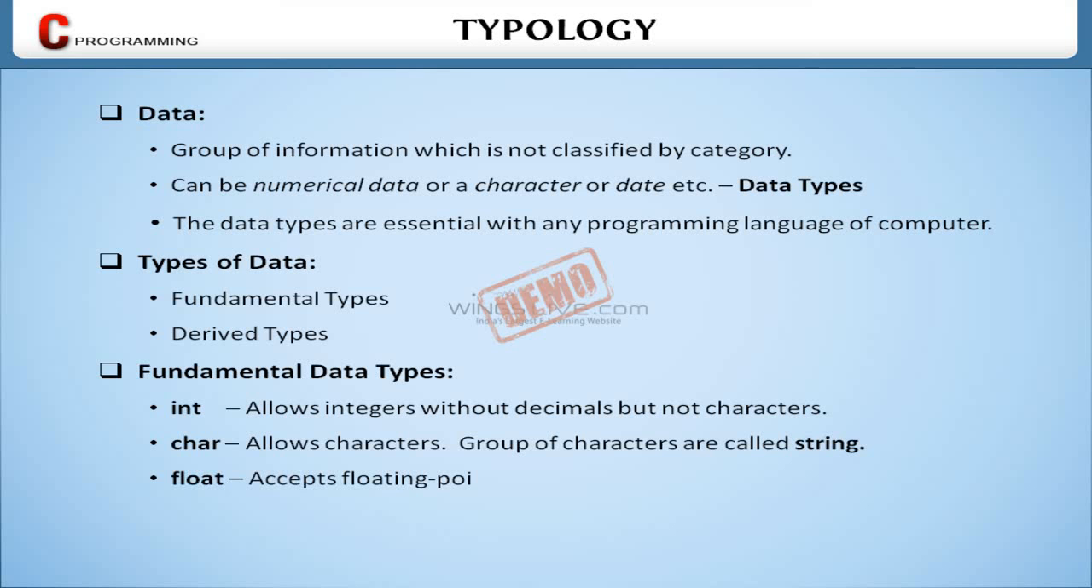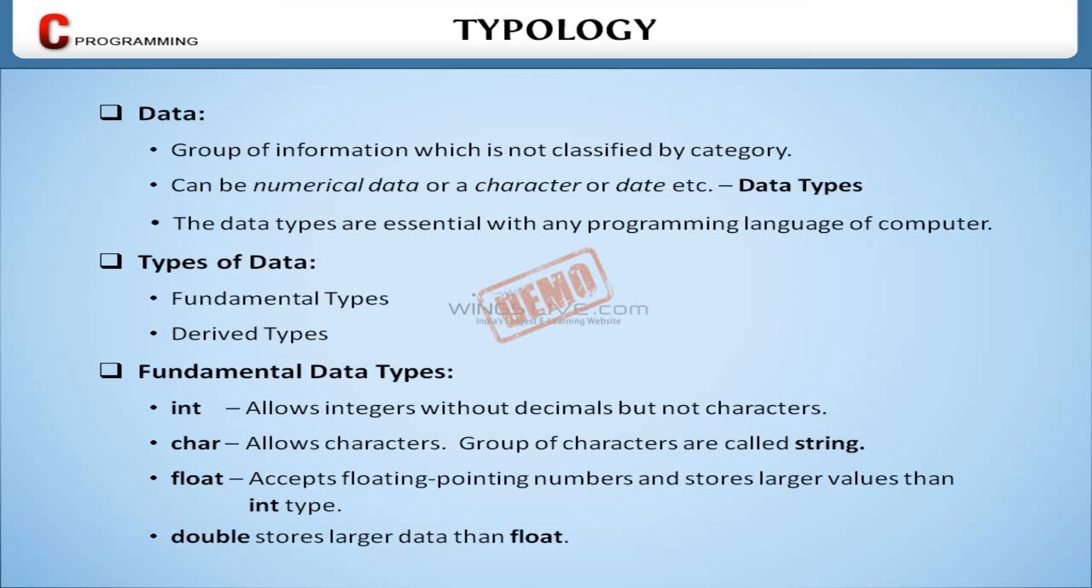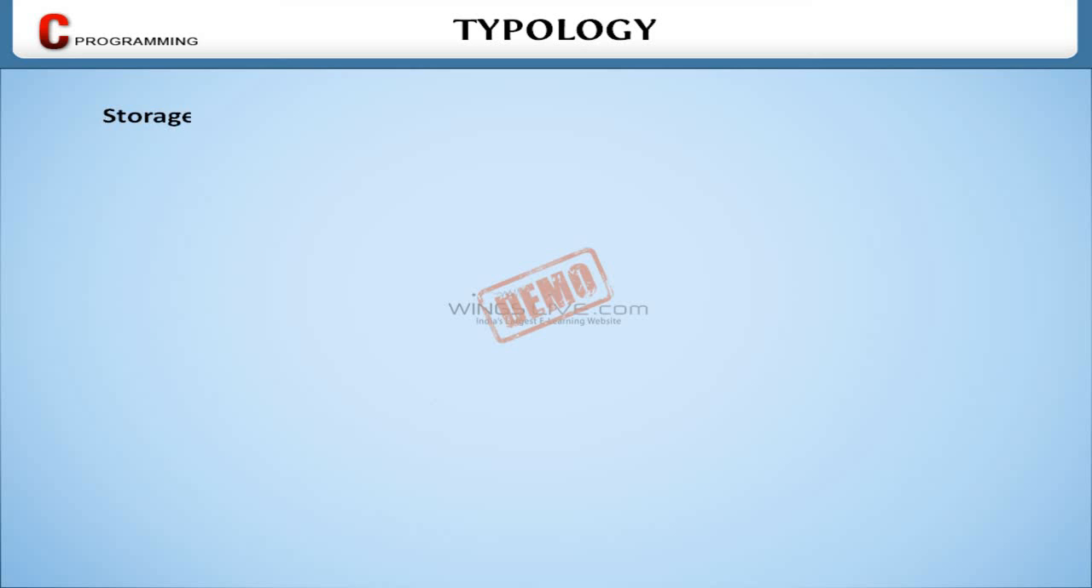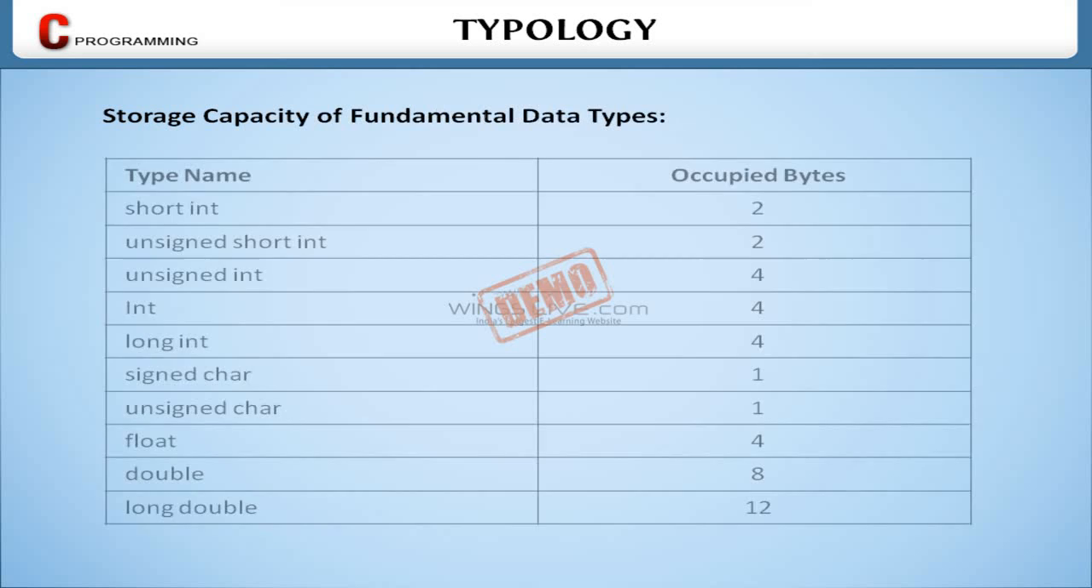The float type allows numbers with a floating decimal point. Compared with integer, it can store a great deal of data. If you wish to store larger values than float, we can use the double type. Here's the table which shows the data types and their storage capacity.